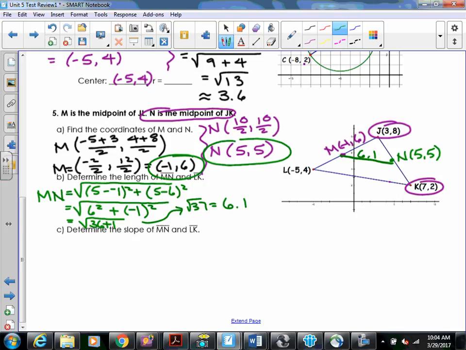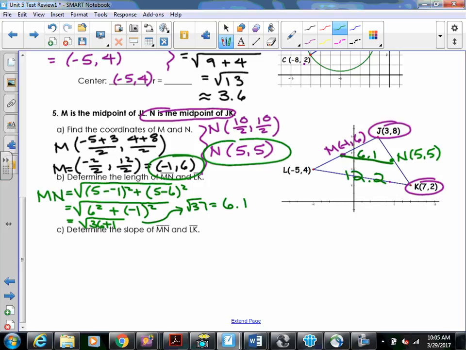Now, I'm going to save you some steps. If you remember last semester, we talked about mid-segments. We said a mid-segment does 2 things. It's parallel to the third side, and it's half the length of the third side. So in this case, segment MN is 6.1. MN is also a mid-segment because it's connecting the midpoints of 2 sides of a triangle. So this segment is parallel to segment LK, and MN is half the length of LK. So if MN is 6.1, what's the length of LK? It's 12.2. It's twice as long as MN.